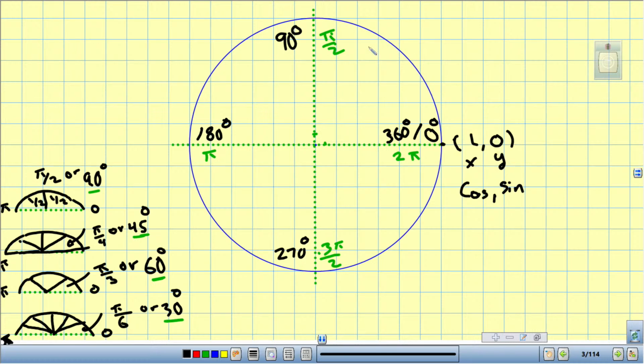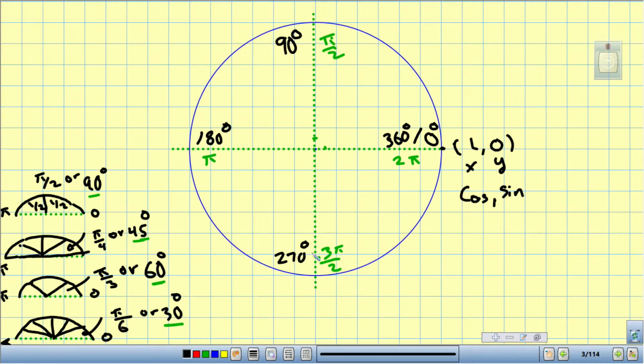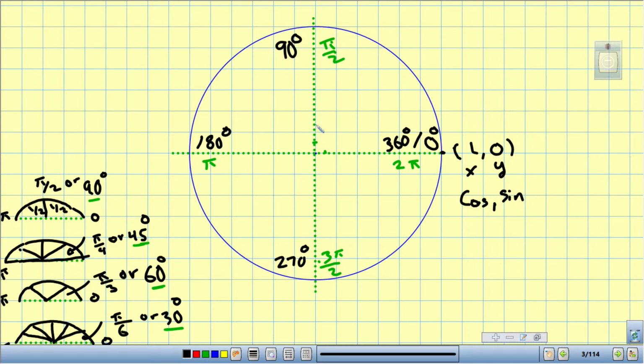Now let's move on to the 90. Okay, let's look at the 90 here. If this is 1 unit here, how much do you think is the point? What would the point be at the top here? In terms of x and y, what would that point be? If this radius is 1, what would the point at the top be? Give me some thoughts, you guys.